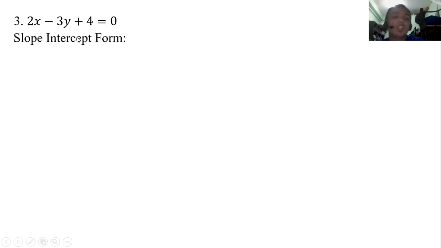Then now, what about kung given naman yung equation? How can we find the slope of the line, especially this one, 2x minus 3y plus 4 equal to 0, by using the slope-intercept form, so yung y equal to mx plus b.